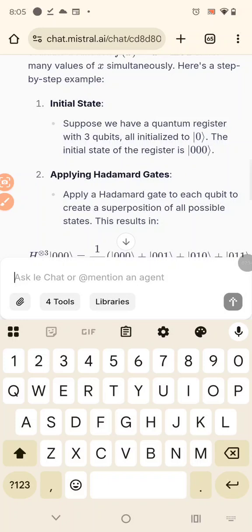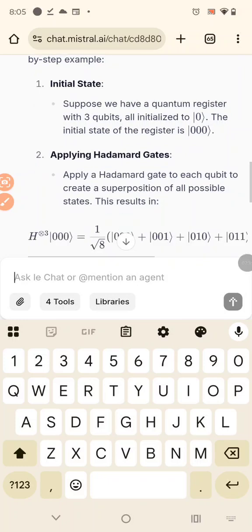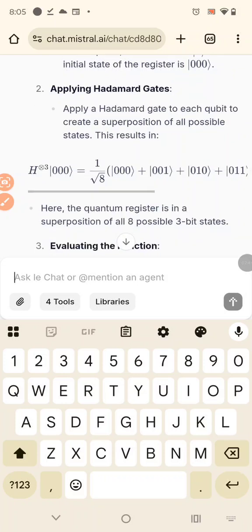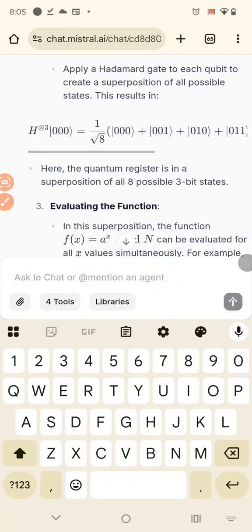So we have a register with 3 qubits, 0 0 0. Apply the Hadamard gate. Now we have 1 over root 8, like all possible combinations are equally likely. All 8 possible 3-bit states. Now the register is in a position where all of the 8 possible combinations of 3-bit states are equally likely.